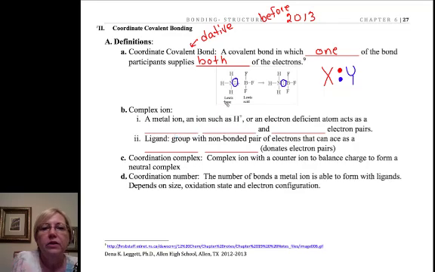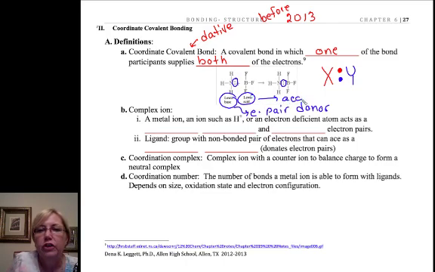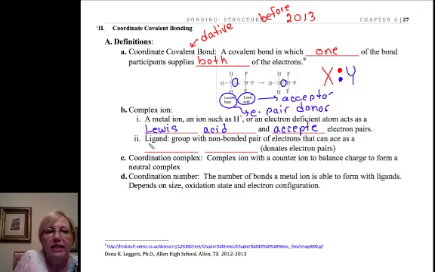Now, the substance that brings in the electrons, the Lewis base, is called the electron pair donor, and the Lewis acid is the electron pair acceptor. So the acceptor and donor is switched from your typical acid and base. A metal ion, an ion such as H+, or an electron deficient atom, acts as a Lewis acid and accepts electron pairs. And what's called a ligand is a group with a non-bonded pair of electrons.